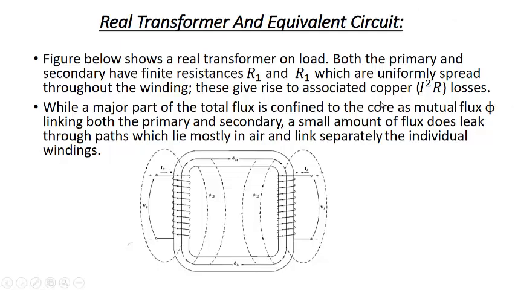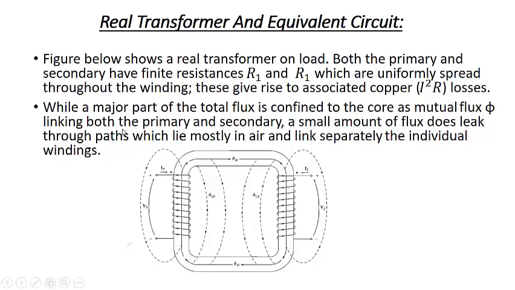So here is a transformer which we assume is on load. Ideally we assume that the transformer winding resistance is zero, but practically there is some resistance. When we deal with the practical transformer, we have to consider that resistance, because it leads to the copper loss, that is I square R losses, and due to this we can determine how efficient a transformer is.